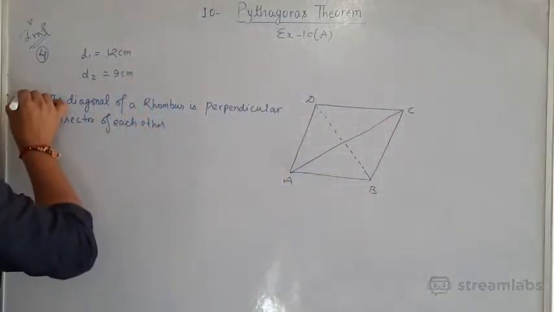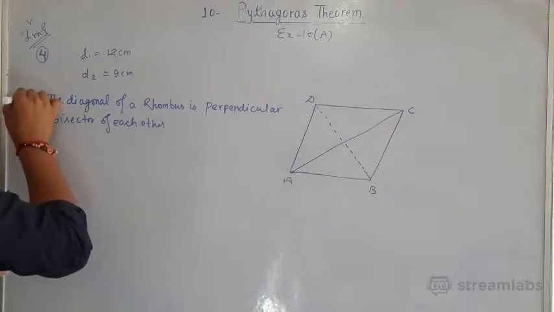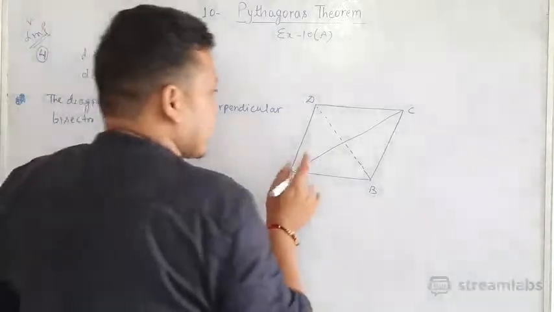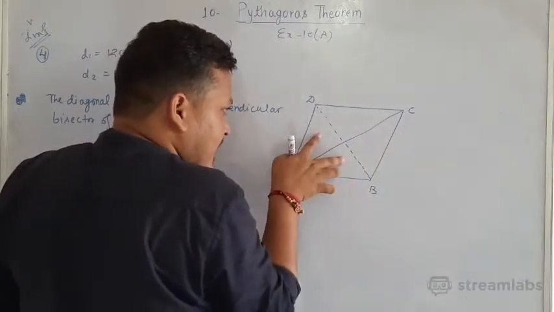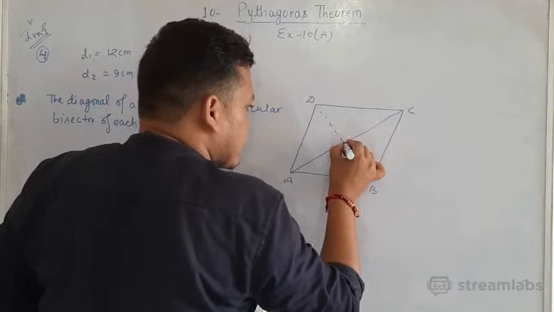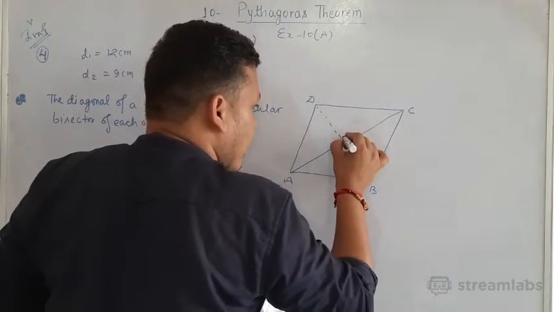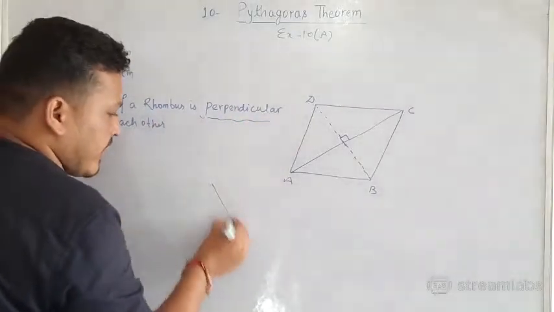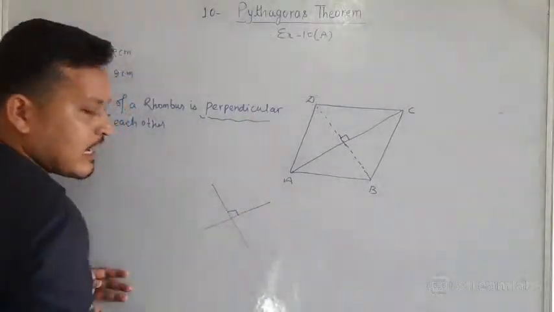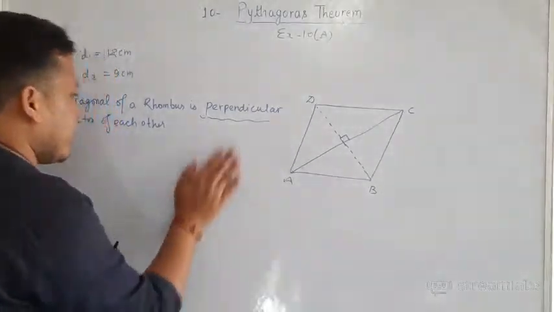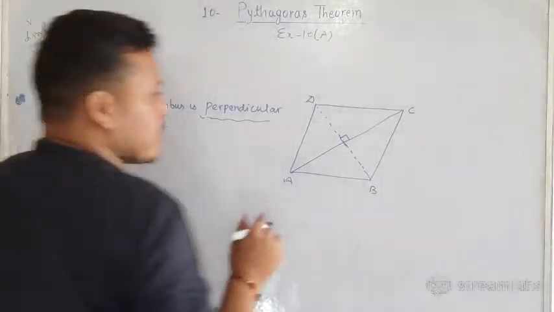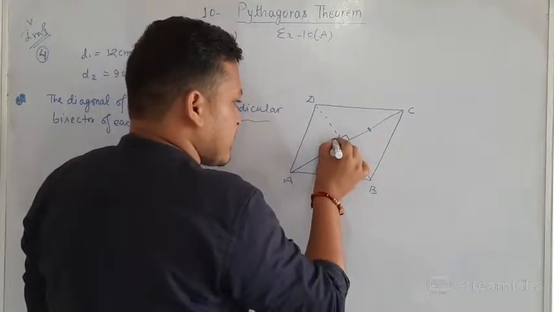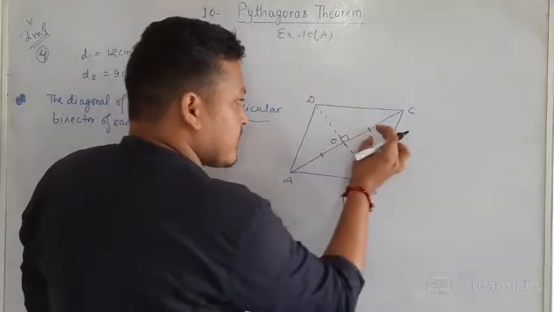And I mentioned this property here. The diagonal of a rhombus is perpendicular bisect to each other. So one diagonal, second diagonal. They are perpendicular bisect, means the angle between the rhombus diagonals is 90 degree. And along with 90 degree, they are also bisector of each other. Bisector means this line is divided equal to this line. Suppose this is the center O, this line is equal to this line.